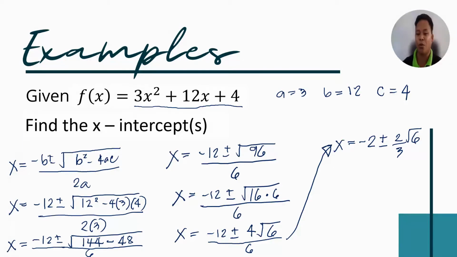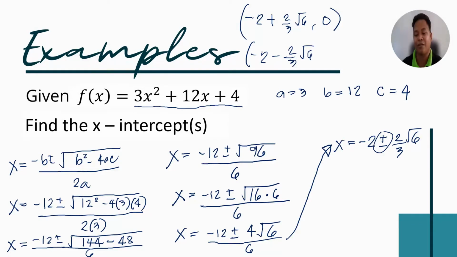Or if we're going to separate the values of x, since we have positive, negative here, we have negative 2 plus 2/3 square root of 6, 0, and negative 2 minus 2/3 square root of 6, 0. So these are the x-intercepts of the given function.